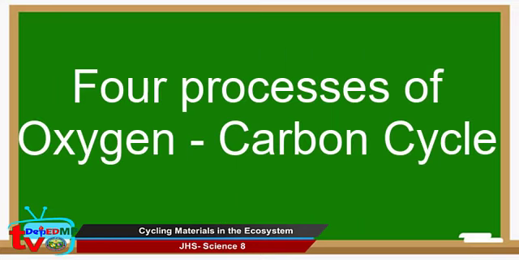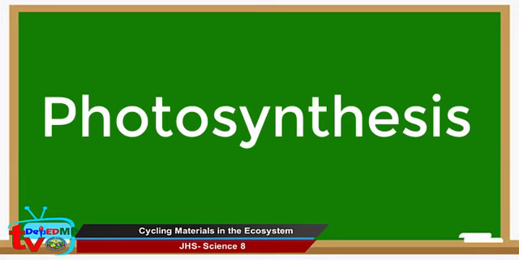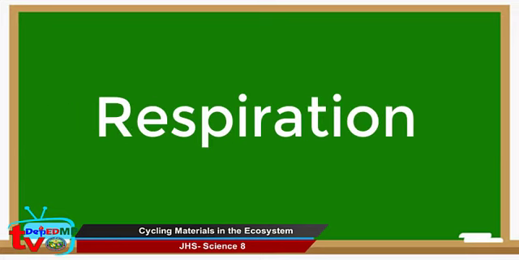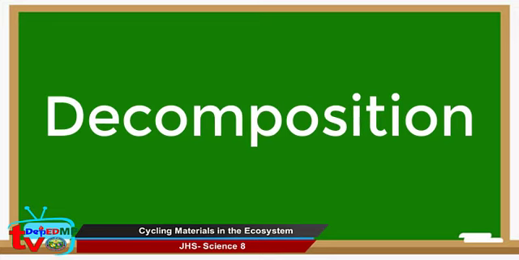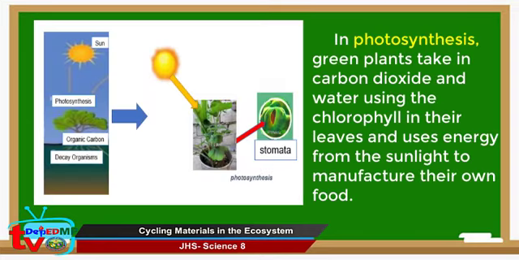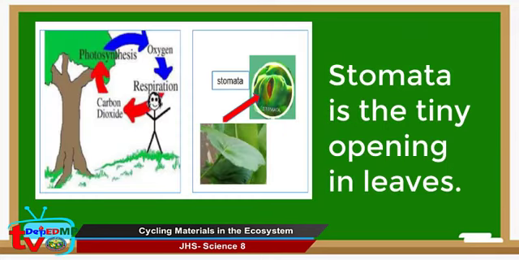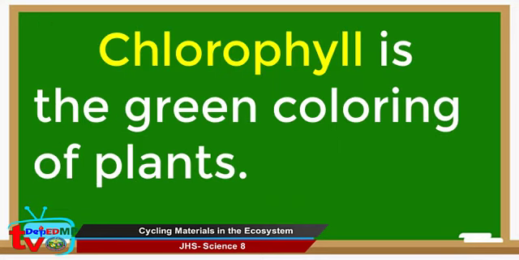Oxygen-carbon cycle undergoes four processes: 1. Photosynthesis. 2. Respiration. 3. Combustion. And 4. Decomposition. In photosynthesis, green plants take in carbon dioxide and water using the chlorophyll in their leaves and use energy from the sunlight to manufacture their own food. In return, plants give off oxygen through the tiny openings of the plant called stomata, later used by animals when they breathe. By the way, chlorophyll is the green coloring of plants.